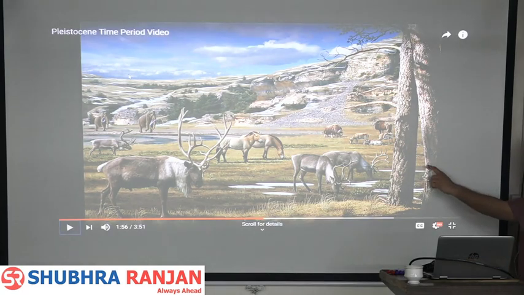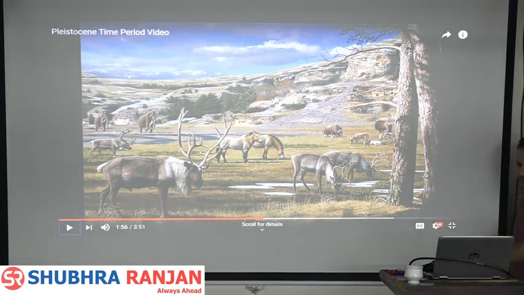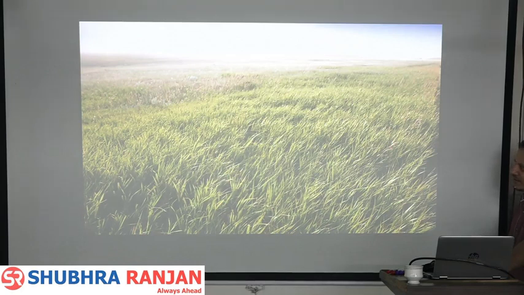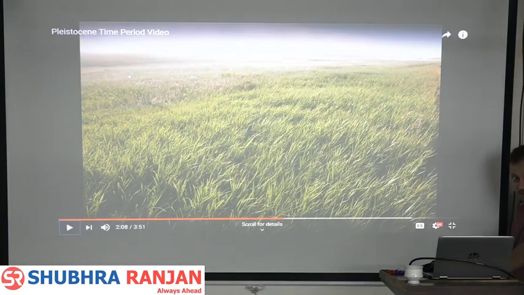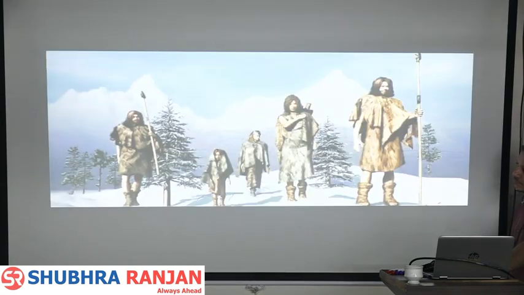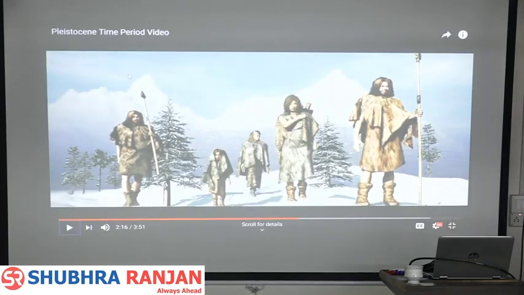Third evidence, plant fossils. Animal fossils, third plant fossils. Only thing is you should now know the name of those trees. Now see, trees cannot occur in the regions of glaciers, so there will be dominance of grasses. And in the Pleistocene period, humans originated, that is, humans came on the earth.